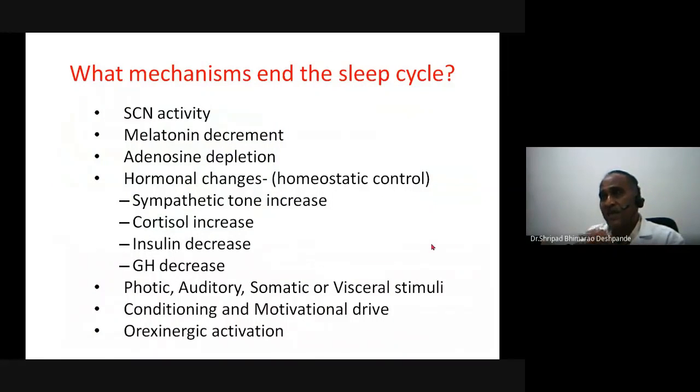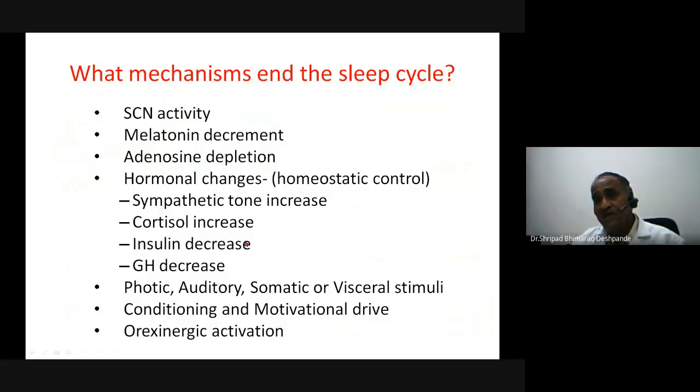Now, what are the mechanisms that end sleep? That means the biological clock, the suprachiasmatic activity, because it is already fixed. Then there is a decrement in the melatonin levels, because as the sunrise slowly takes place, the melatonin synthesis decreases. There will be a depletion of adenosine because you have had sufficient rest, and the adenosine levels decrease in the peri-fornical area, and they will not stimulate the VLPO. And there is the homeostatic control of the hormonal changes. So you will see the blood pressure is highest at 6 a.m. That means sympathetic tone increases there, and the sympathetic tone again activates the reticular formation.